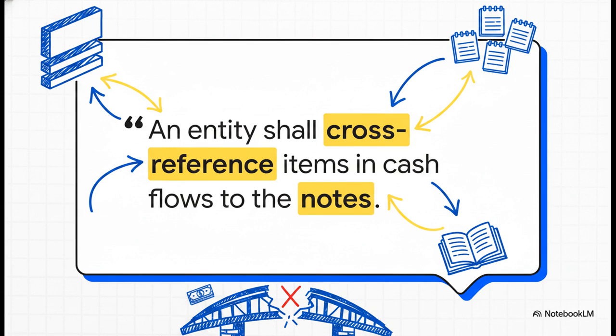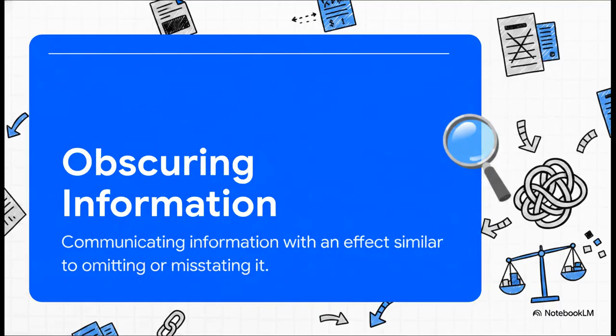It's like they built this beautiful bridge but just totally forgot to connect it to the other side. So what does this all mean? What's the ultimate verdict here? Well, when you fail to link this information, you actually trigger a much larger compliance failure. According to paragraph 7 of Ind AS 1, you wander right into the very dangerous territory of obscuring information.